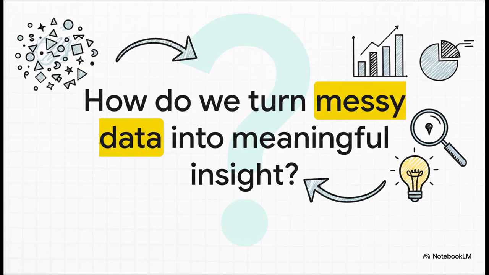And this is really the central question for any data detective, isn't it? We always start with this messy, raw evidence, just a jumble of facts and figures. And our mission is to somehow transform that chaos into a clear, compelling insight. So how do we get from the crime scene to the conclusion?